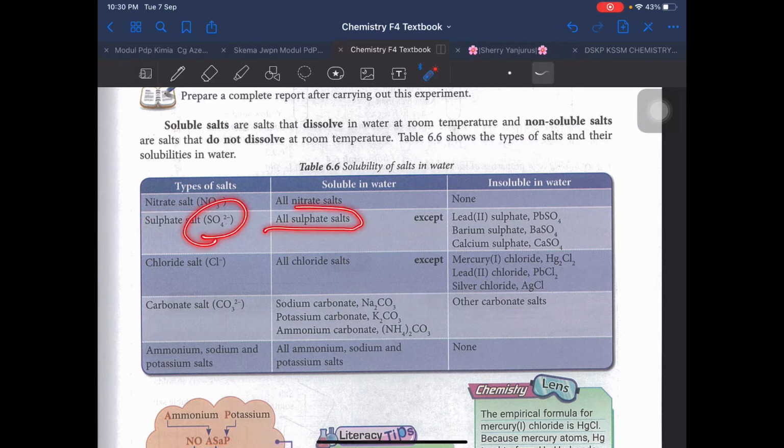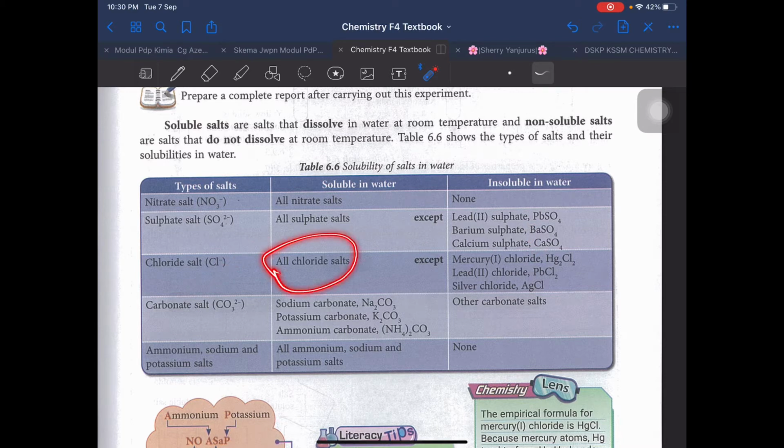Number 2, sulfate salt, SO4 2 minus. All sulfate salts are soluble in water, all of them, except there are 3. Lead(II) sulfate, PbSO4, barium sulfate, BaSO4, and calcium sulfate, CaSO4. Okay, so these 3, P, B, C, are sulfate salts. Look at the metal ion here, the cation, Pb2+, Ba2+, Ca2+. When these metal ions are combined with sulfate, all of them are insoluble in water. Only these 3.